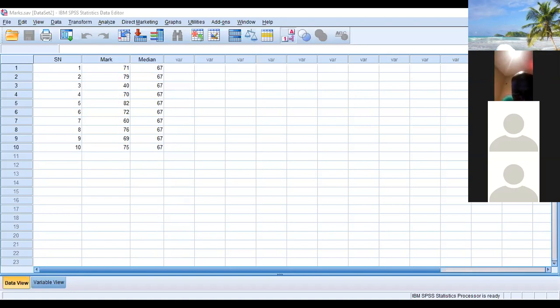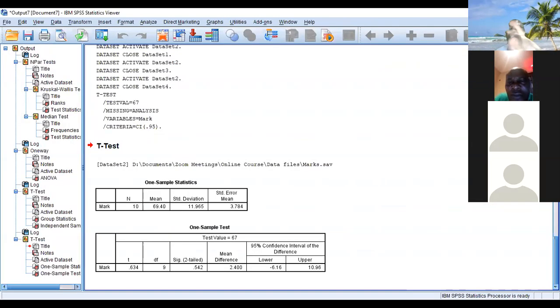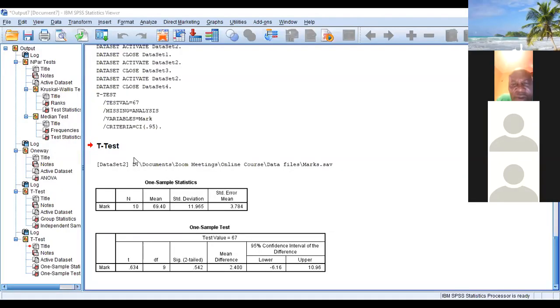Sorry, I can't see the output. Okay, maybe I didn't. I've run the output, but we have not seen it. I've shared it now. We are not seeing the output. Don't worry. Okay, we have seen it now. Yes, sir.